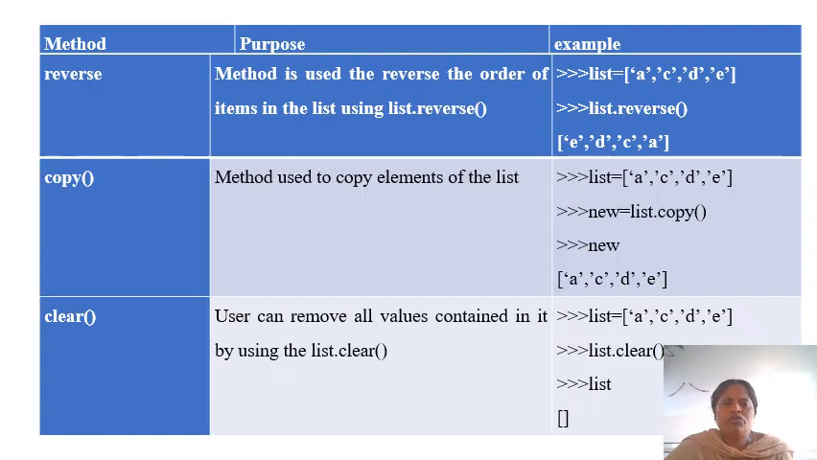And reverse: if you want to display all the values in reverse order, you can use the reverse method. Okay, and then copy: you can copy the same values again into a new list. That is the copy method. Clear means that if you want to remove all the values in the list, you just use the clear method. So those are some of the methods used in a list.